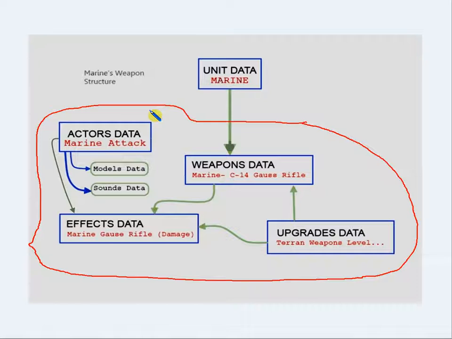Then the components of this weapon are made up of an actor data, a weapons data, an effects data, and the upgrades data. Now this upgrades data object is also used by other Terran weapons. So as I've said before, a certain object can be reused and used by other units or other parts.